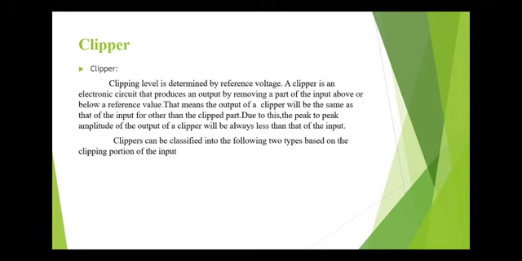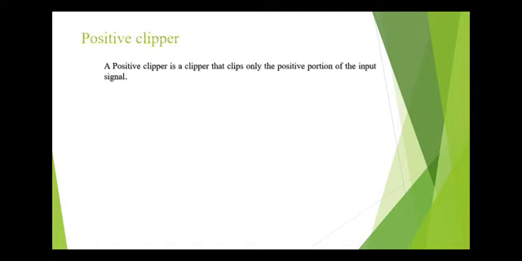Clippers can be classified into the following two types based on the clipping portion of the input: positive clipper and negative clipper. First, positive clipper. A positive clipper is a clipper that clips only the positive portion of the input signal.